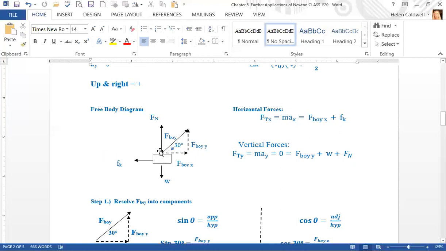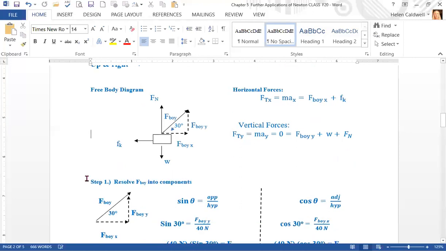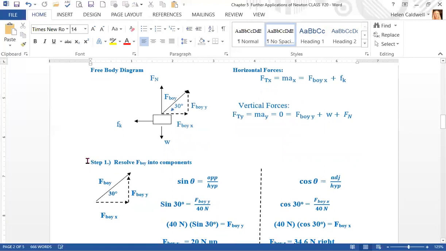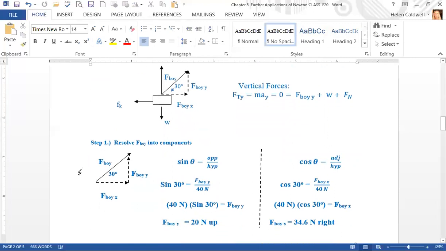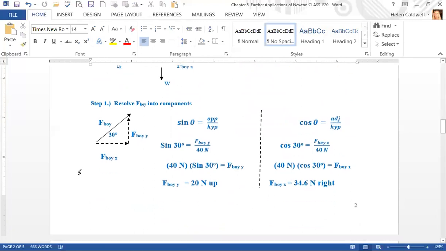Just like before, when you have an angle, the first thing we want to do is resolve into components. So the first thing we want to do, step 1, is to resolve the force of the boy into components. So I sketched the drawing. Looks like my arrow is a wee tiny bit too long. That's probably better. The force of the boy is a diagonal arrow. This 30 degrees is this angle down here in the corner. Force of the boy in the x direction is the horizontal dashed arrow.